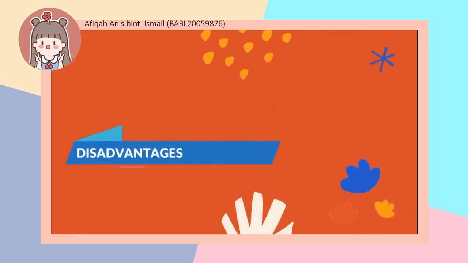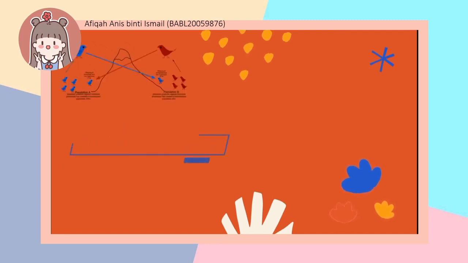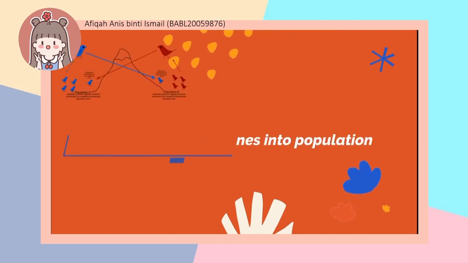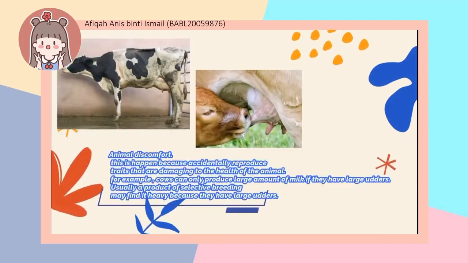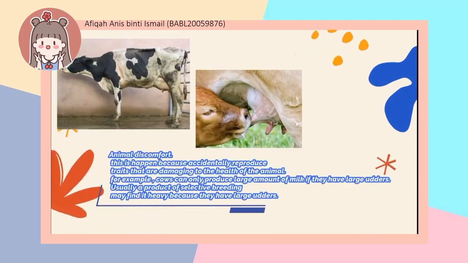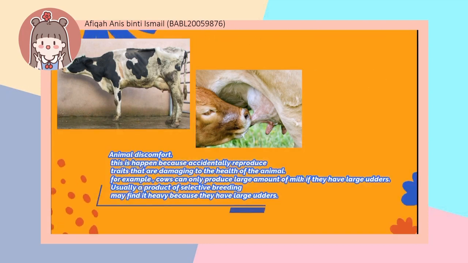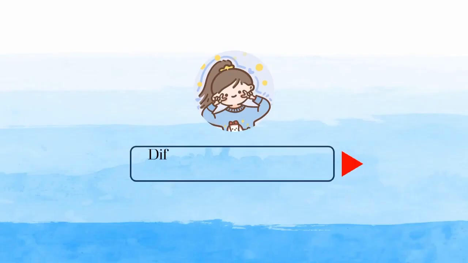Disadvantages of outbreeding: the first one is introduction of new genes into the population, and the second one is discomfort of animals. This happens because of accidentally reproduced traits that are damaging to the health of the animal. For example, cows can only produce a large amount of milk if they have large udders.